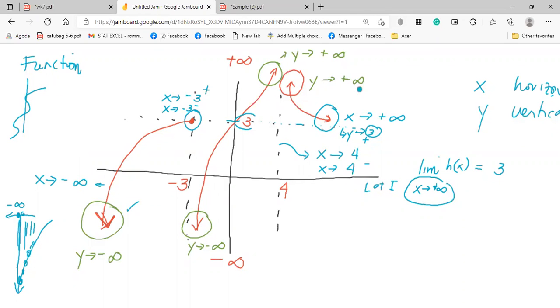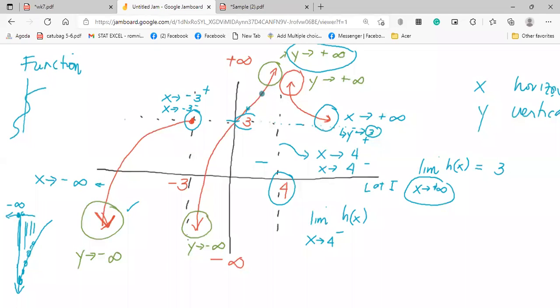Okay? What else? Try natin itong left of 4. What is the limit of the function h of x as x approaches 4 from the left? Ito yung 4. Ito yung left niya. So anong ginagawa ng y? Nakikita mo yung movement nito? Anong ginagawa niya? Nag-i-increase siya infinitely, habang nilalapitan ng x ang 4 from the left.